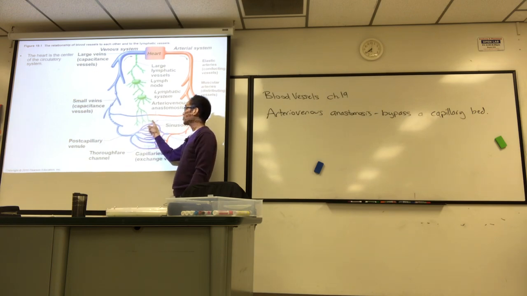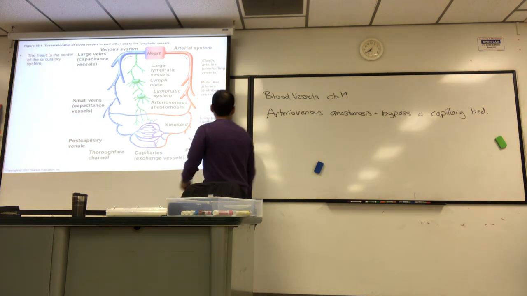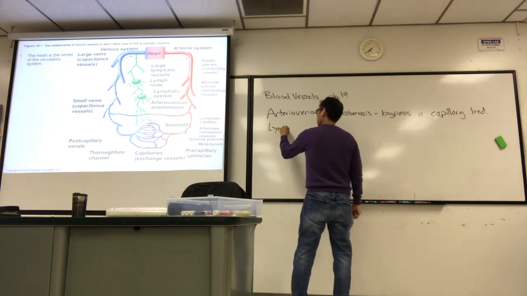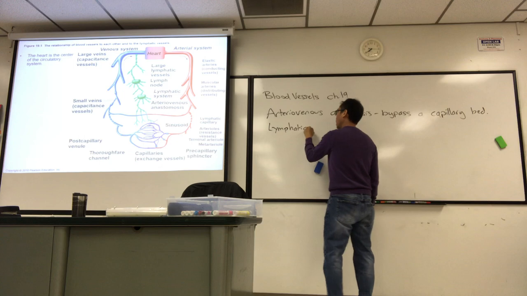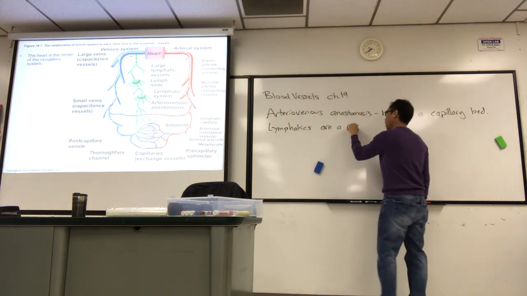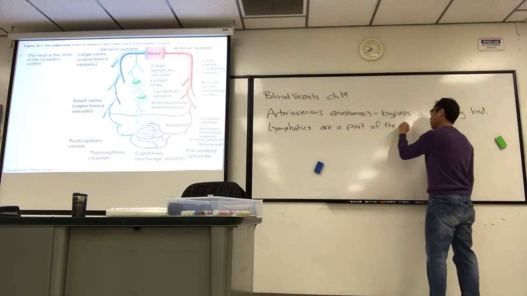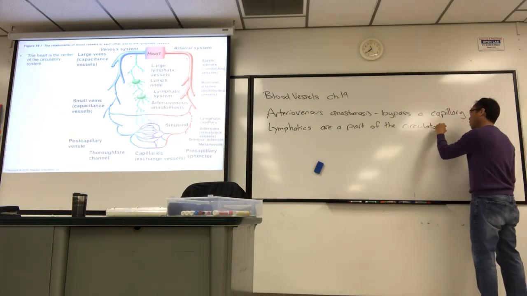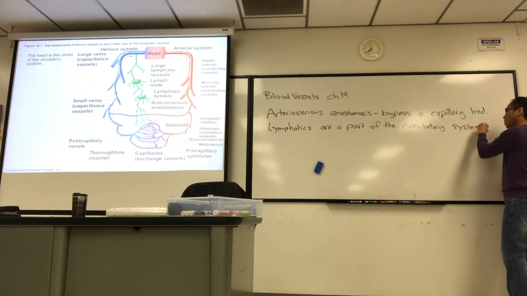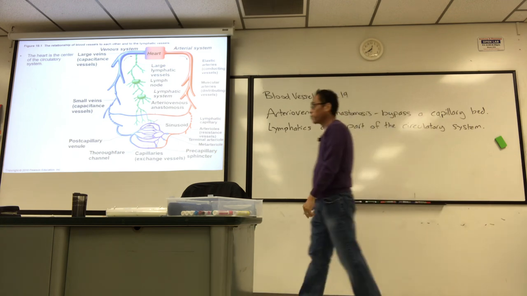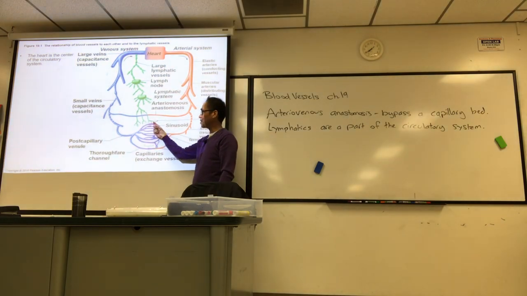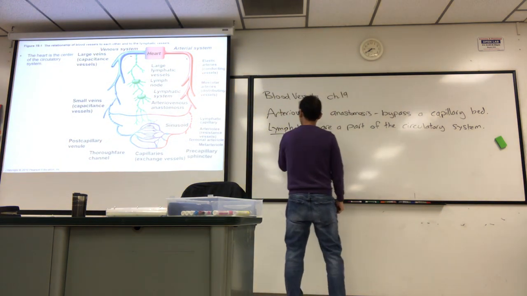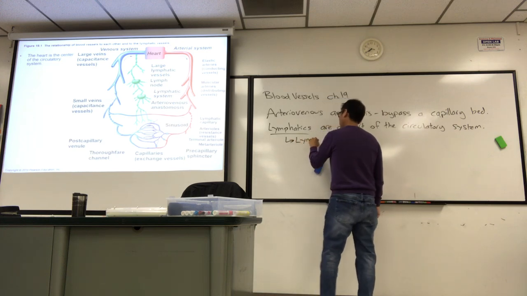Another thing that's new that's shown here is they show lymphatics as a part of circulation. Lymphatics, well, it's colored green, but that's just for illustration, are a part of the circulatory system. They begin with the lymphatic capillaries, alongside the blood capillaries. They're picking up the excess fluid of capillary exchange.